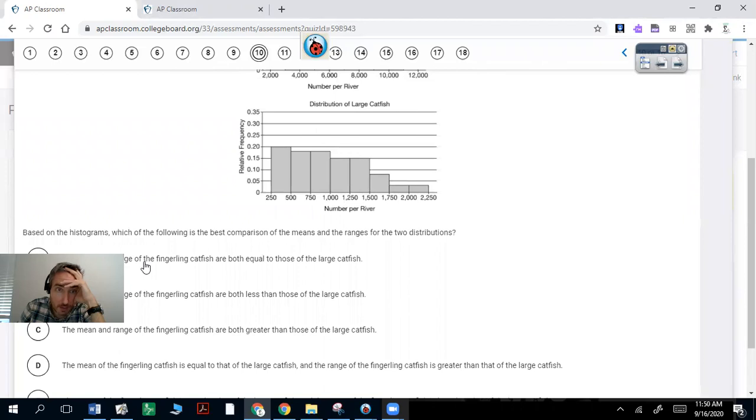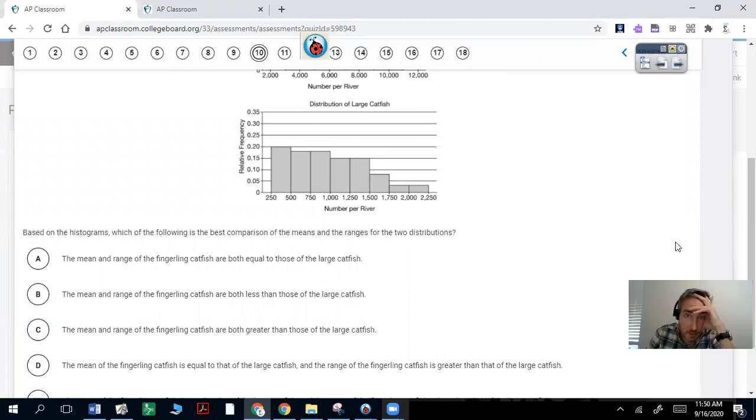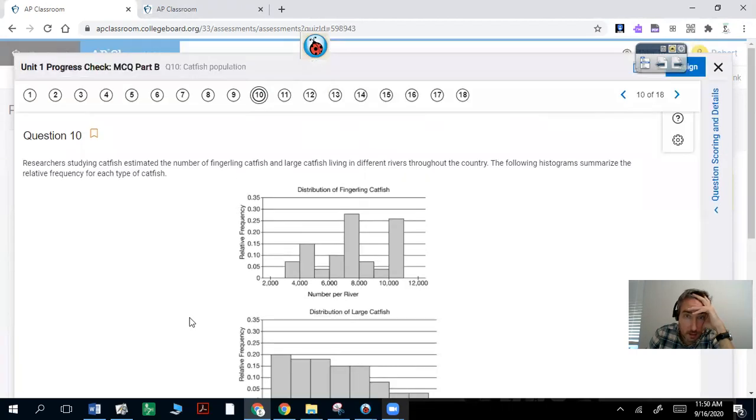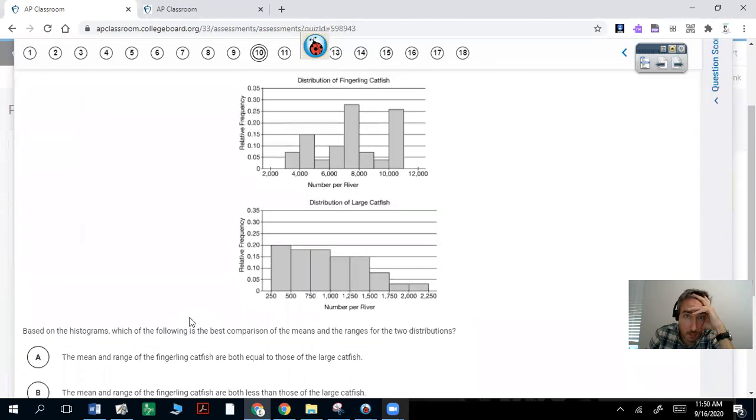Based on the histograms, which of the following is the best comparison of the means and the ranges of the two distributions? The mean and range of the fingerling catfish are both equal to those of large catfish. I don't know the mean, but if you look at these numbers, you're between 6,000 and 8,000 probably, maybe closer to 7,000. Where's the mean here? I don't know. The mean and range are not the same.